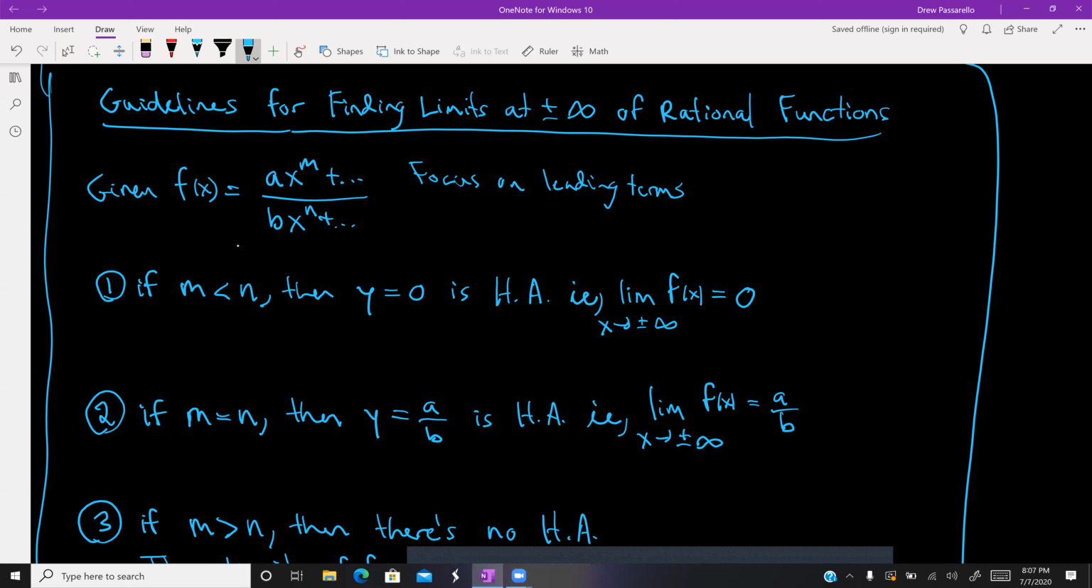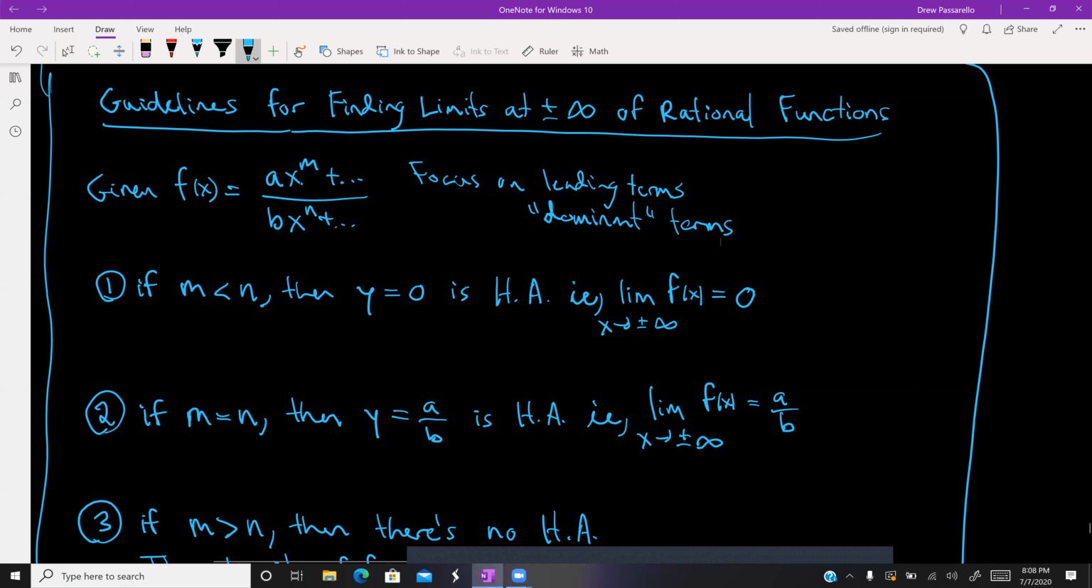All right, so focus on the leading terms. I like to call them the dominant terms, because I like to think of the leading terms as sort of dictating or influencing the graph the most, and that's especially true as x gets really big.